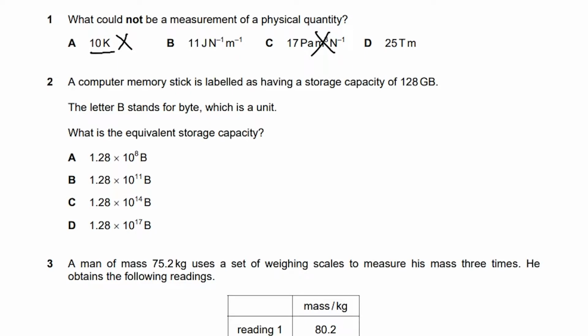D, 25 terameter. Now tera is a prefix which stands for multiplied by 10 raised to the power 12. So it has a numerical magnitude 25 and a unit. D can't be the answer. We have only B as the choice, so B is the correct option because there is no unit, it only has a numerical magnitude. B is the answer.